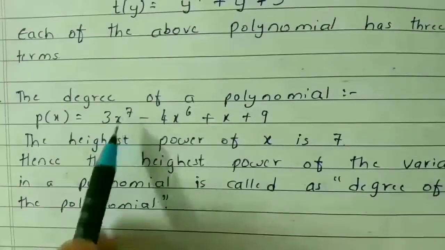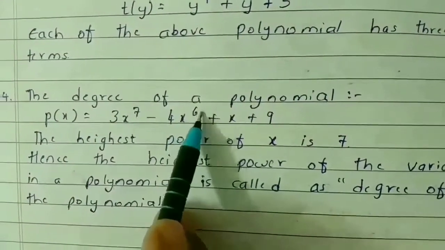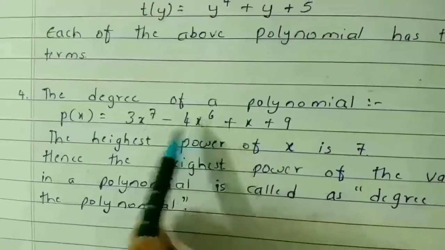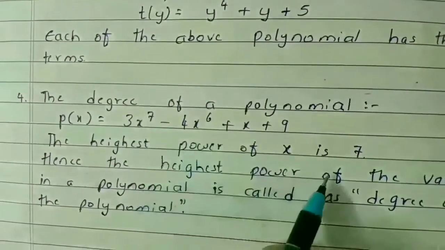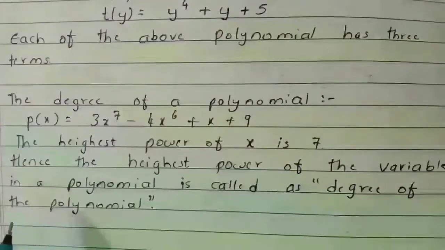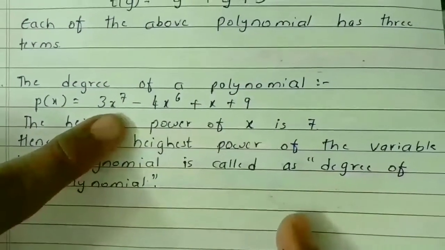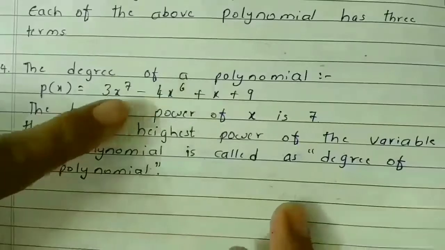You have to say the highest power. If it is 50 over here, you have to take 50. If it is 69, then 69 is greater than 7. So 69 is the highest power of the variable x. So here the degree of the polynomial is 7.